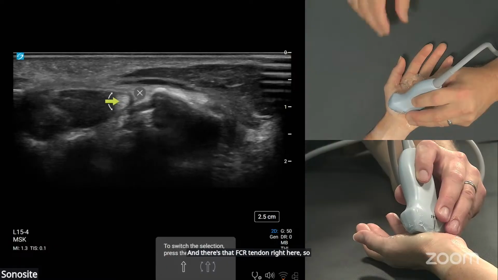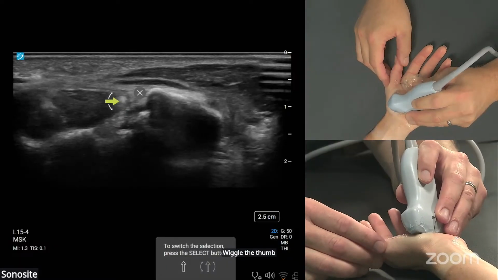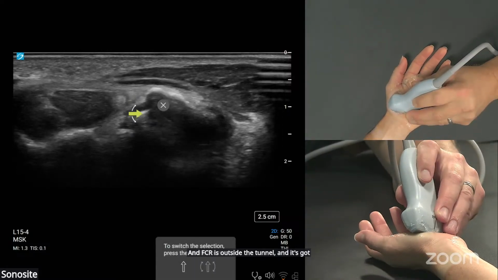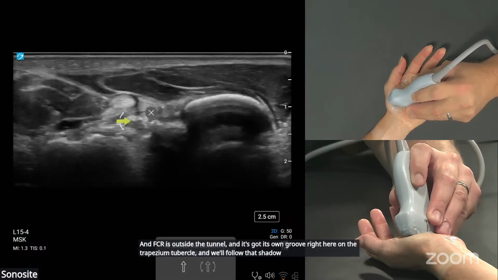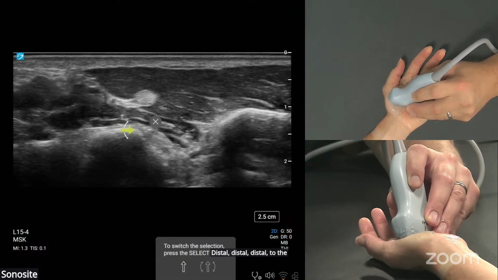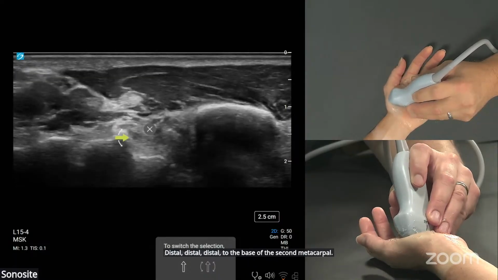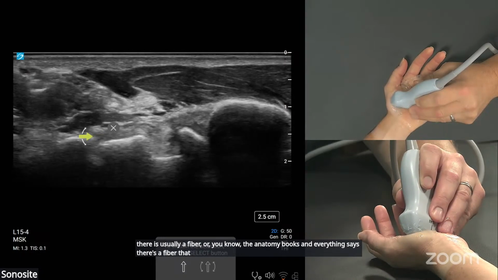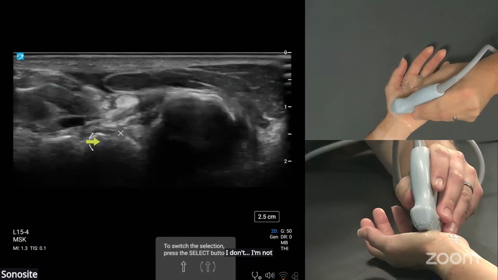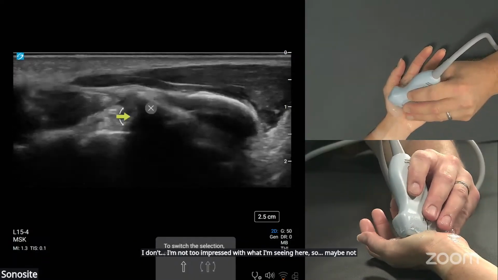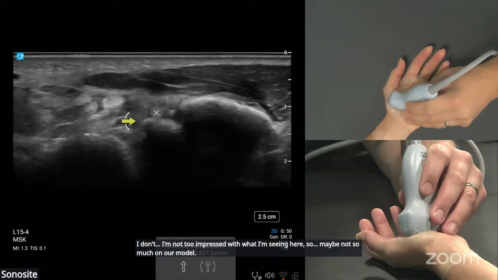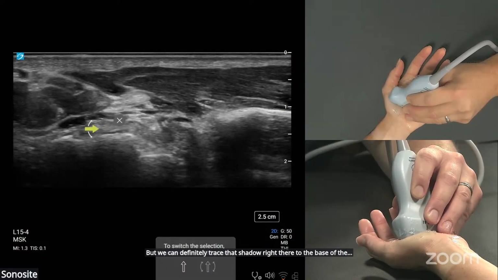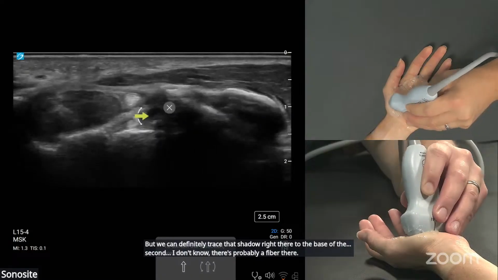So FPL is the neighbor. Wiggle the thumb. So that's inside the tunnel. And FCR is outside the tunnel, and it's got its own groove right here on the trapezium tubercle. And we'll follow that shadow as it dives distal, distal, distal to the base of the second metacarpal here. And then the anatomy books say there's a fiber that's going to go over here to three. I'm not too impressed with what I'm seeing here, so maybe not so much on our model, but we can definitely trace that shadow right there to the base of the second. I don't know, there's probably a fiber there. Easier to see the second.